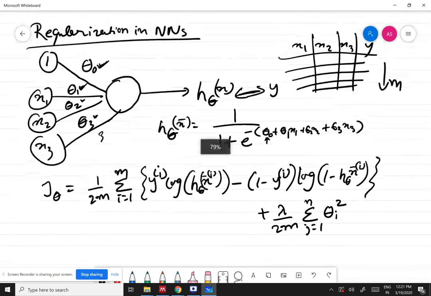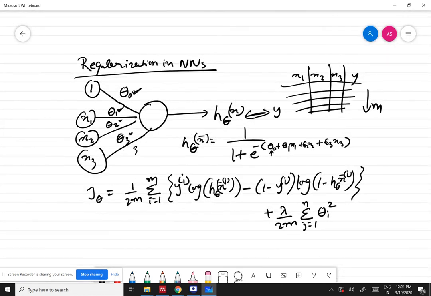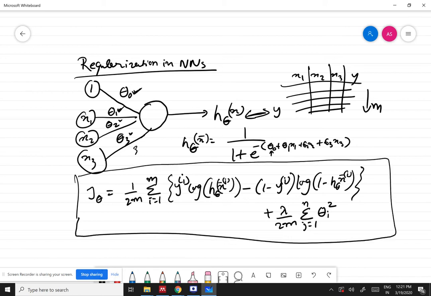So this is the overall function, which is the regularized logistic regression error function. We have already discussed how we go about calculating the gradient of this, and by calculating the gradient we can then do gradient descent and find out the optimal values.